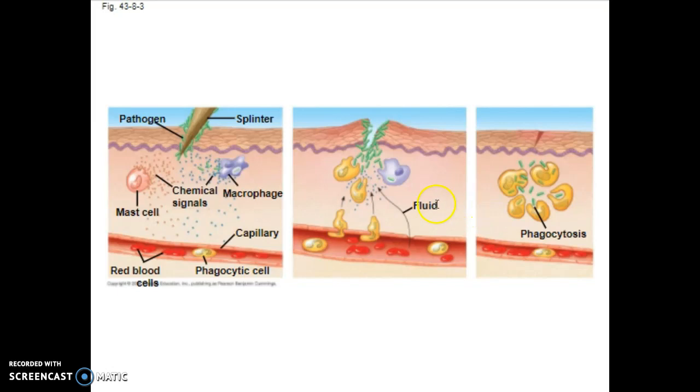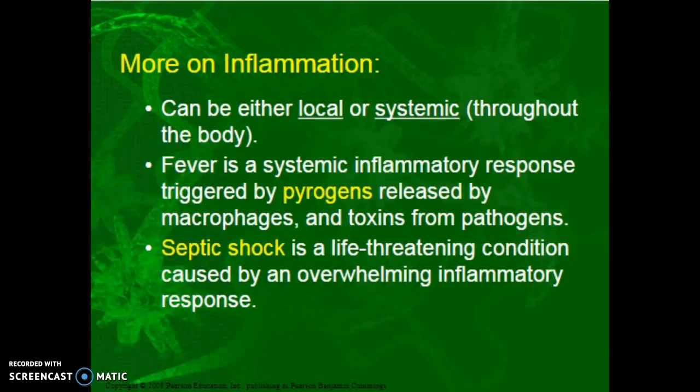We might see swelling here. We will probably see redness here because we've got fluid and we've got blood rushing to the area. So if you've ever had a splinter, you know that it gets red, it gets bumpy, and it gets tender. So that's what we're talking about with inflammatory response. Specifically, that's a local inflammatory response.